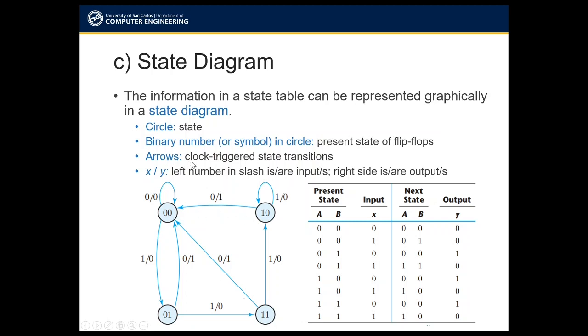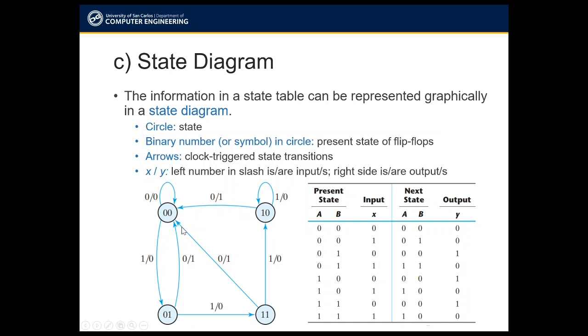The arrows represent the clock-triggered state transitions. So when does your sequential circuit change its states? It depends on the conditions we have on our arrows. And we have here some other symbols. We have x/y. The left number in the slash is the input. In this case, there's only one input, so we have only one variable here, x. The right side of the slash is the output, but in this case, we only have one. That's why we only have y, and that is what it means here.